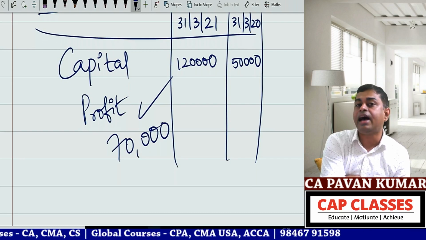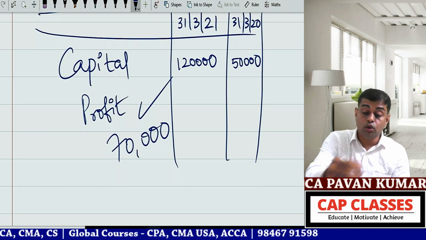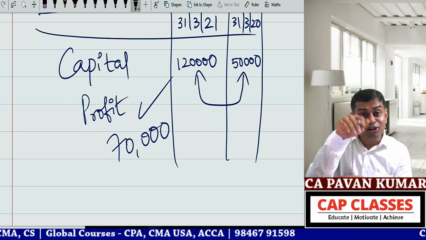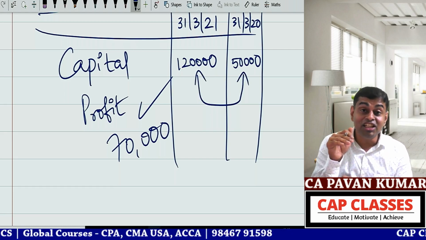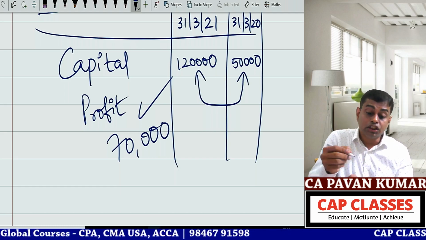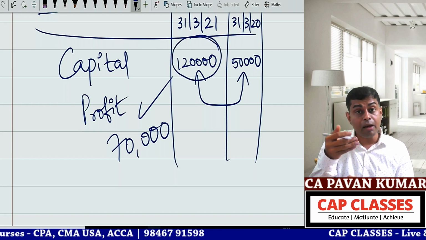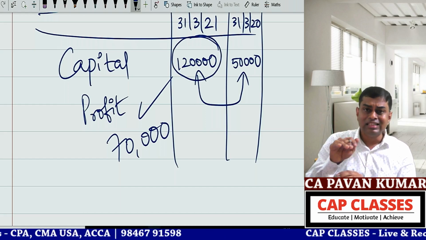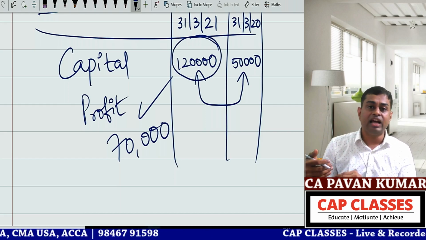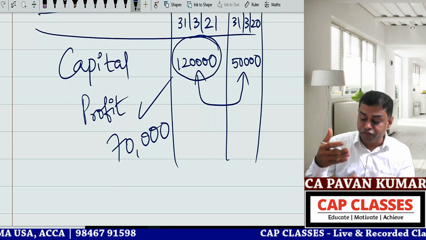Additional capital, sir. So the difference between these two can be additional capital also, or the difference between these two can be drawings also. So adjust closing capital with additional capital introduced and drawings, subtract opening capital from that, the difference is profit for the year. Khatam.